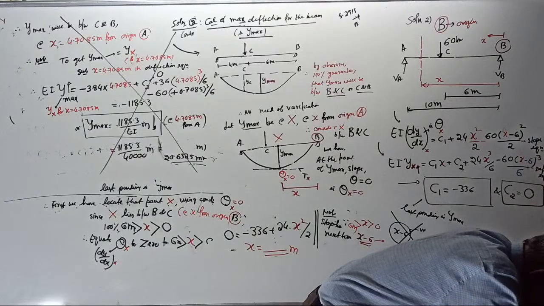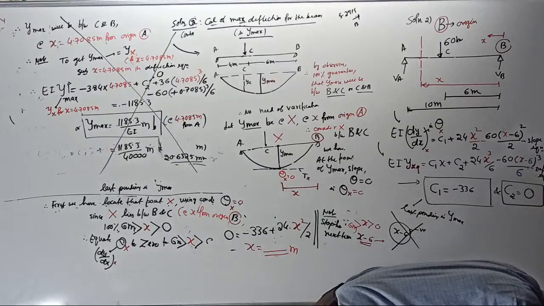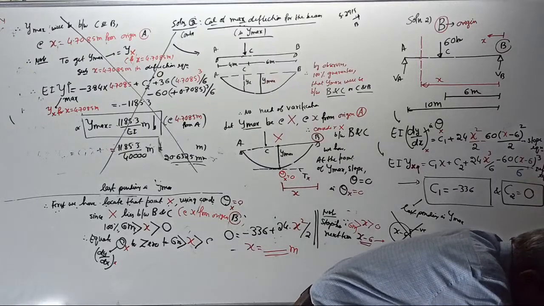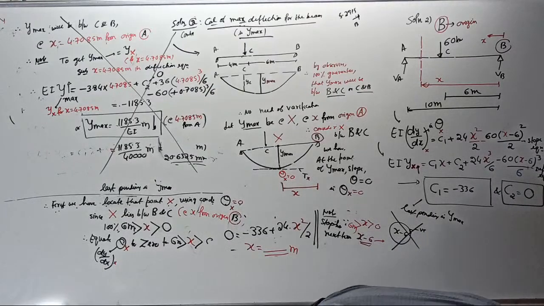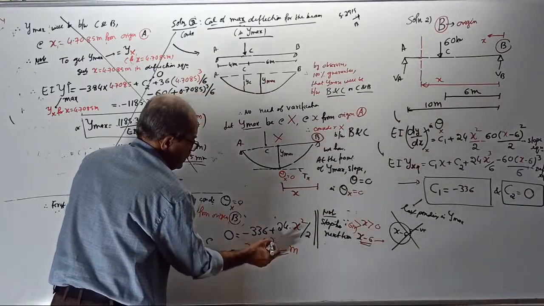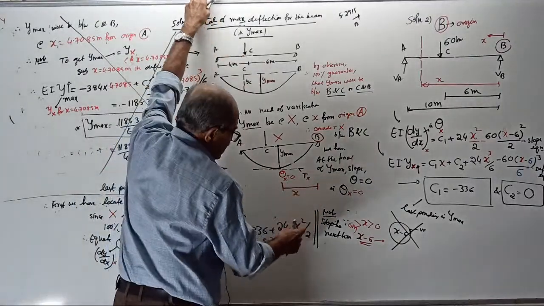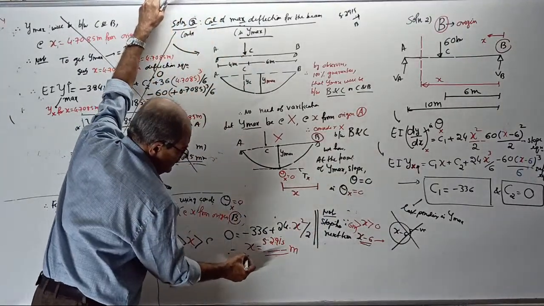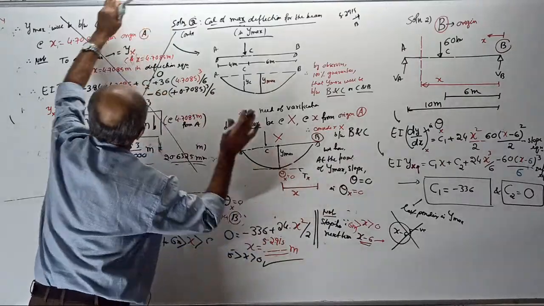Solve it. Nobody in the world can give a different answer. Solve. Fast. Don't waste time. You solve it. 5.2915 meter. Right here. Note, our condition is x is more than 0, less than 6 meter, is correct.